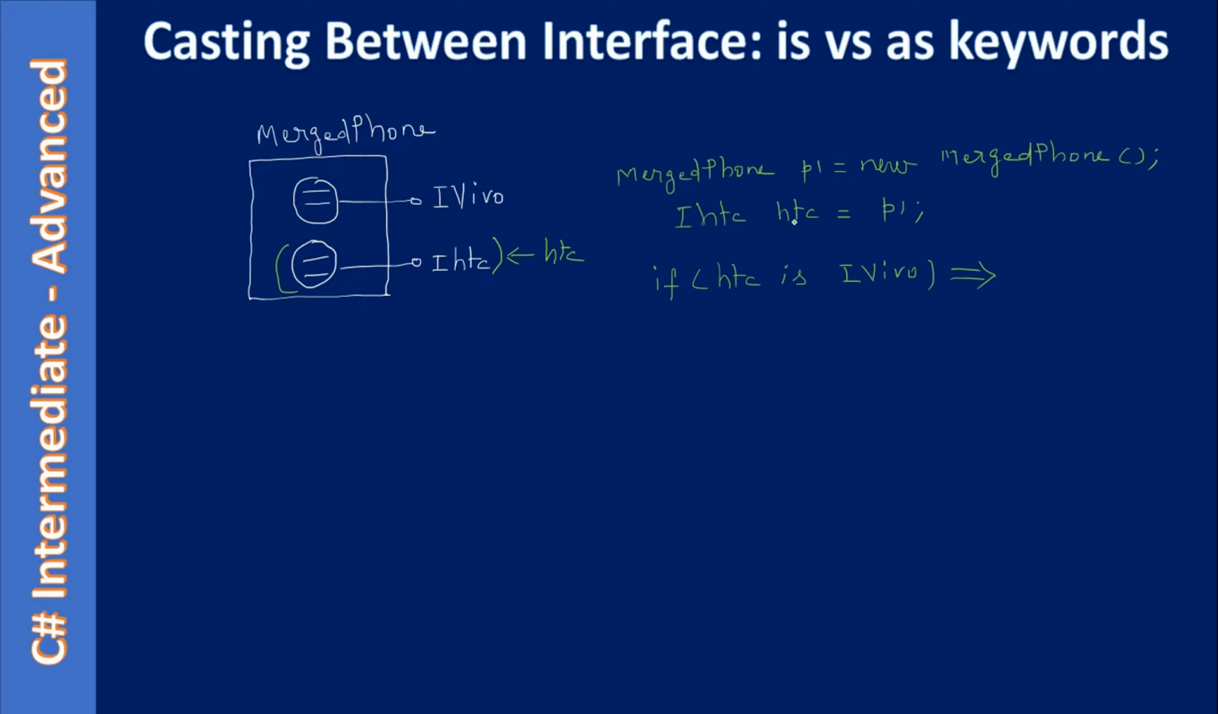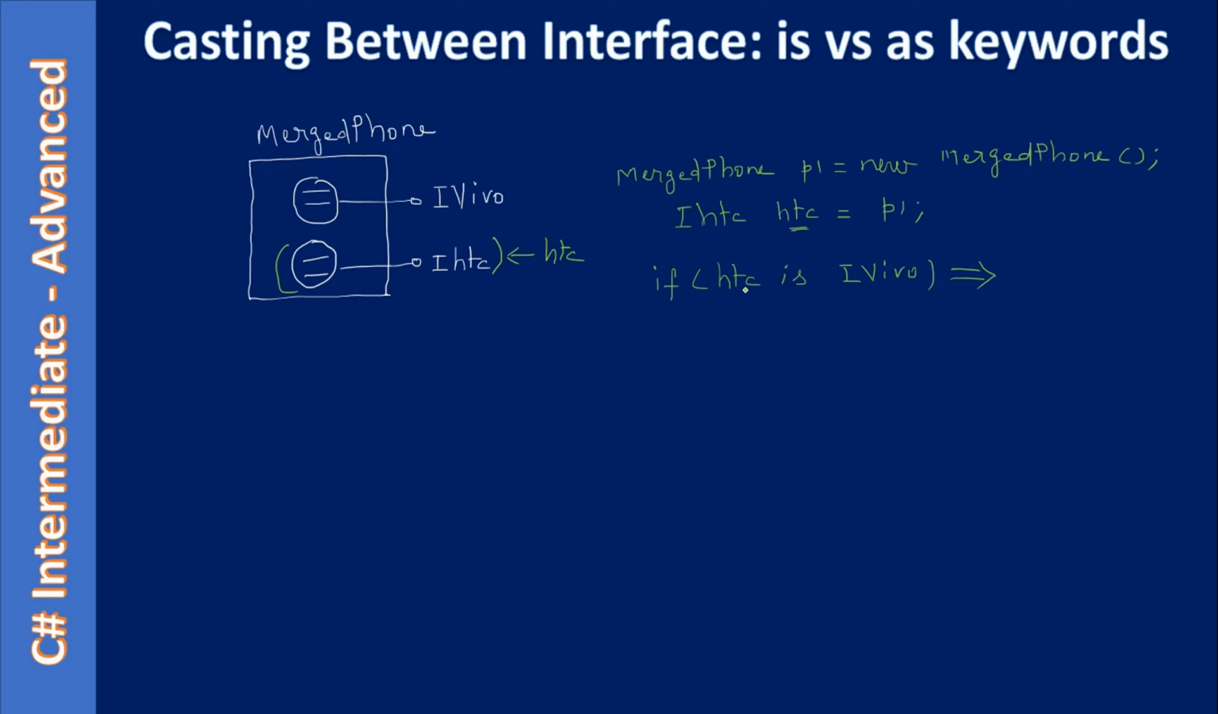Why? Because HTC is actually the reference. So this reference is actually pointing to the merged phone. You see here, we are not using iHTC, here we are using the reference. So we already handed over our P1, that means the merged phone. So this is the heap location. In the heap location we have the instance of the merged phone, and that merged phone is now pointed to by the HTC reference. So the HTC reference type is iHTC. Through iHTC we can only access the HTC functionality, but at the same time through HTC we can reach the actual object. So that is how this if condition will work.